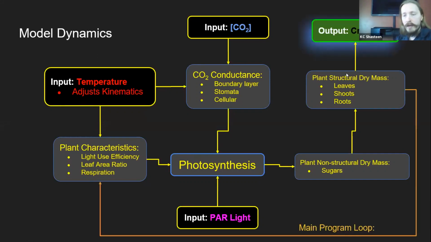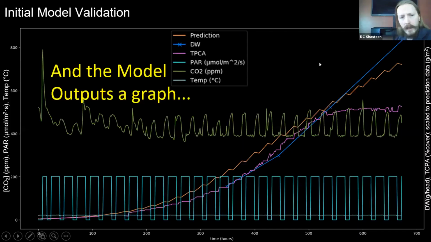And then that whole process is fed into a loop, and the given environmental conditions at any given time, along with where the plant's structural dry mass is, is fed back through the equations and gives you outputs at every moment of its development. That gives you a graph of the predicted growth of a crop for those given environmental conditions. So these are the environmental conditions for the crop as it was growing in the vertical farm for the data that we saw earlier, the TCPA data.